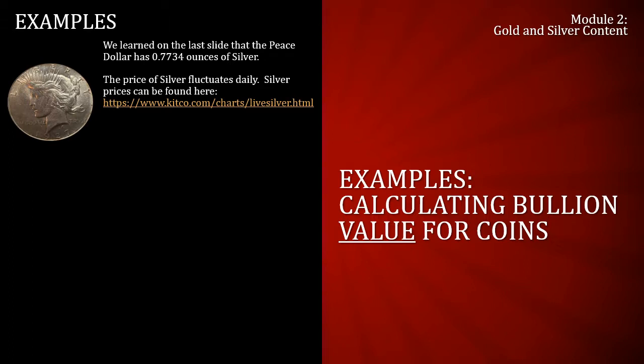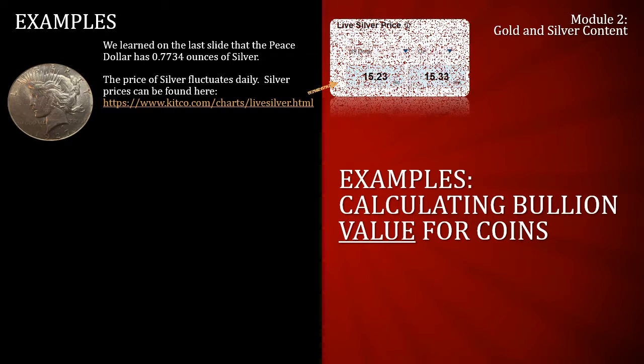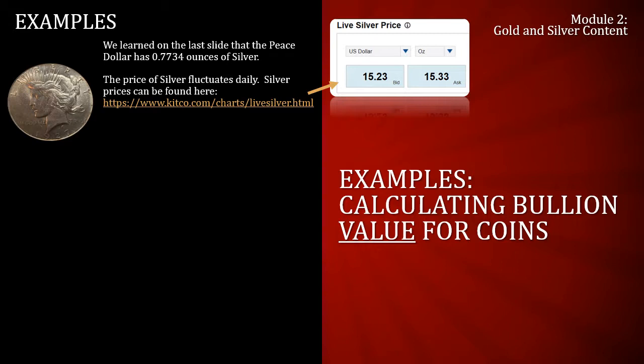So on this slide is a link that takes you to the current price for silver. Okay. So when you go to that link, what you'll see is silver's live price, and you can change the denomination or the currency you're looking at. This is for US dollar by ounce, and the current bid price when I checked it was $15.23, and the ask price was $15.33.